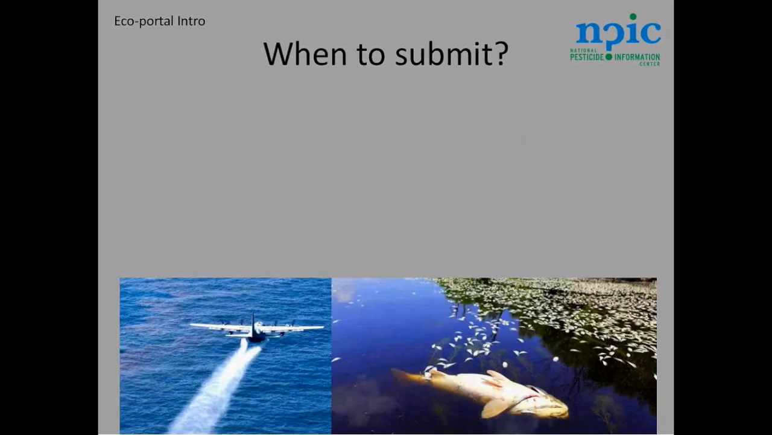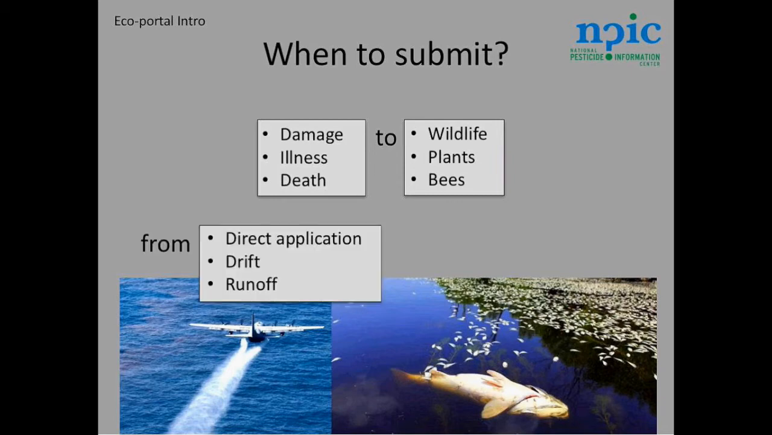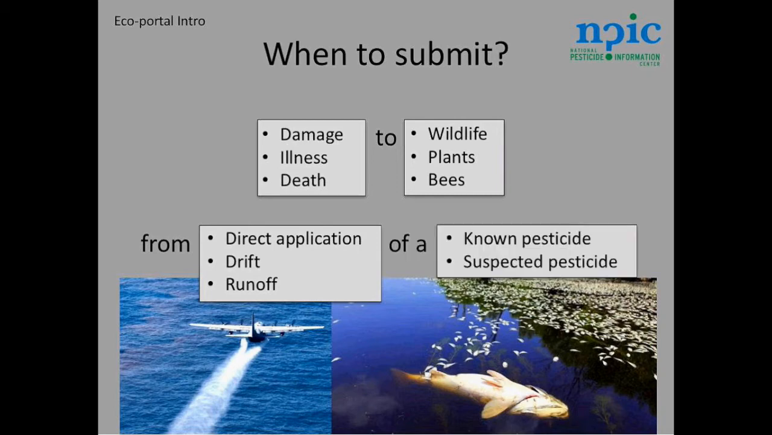Okay, so when should a submission occur? Well, there has to be some sort of damage, illness, or death that has resulted to either wildlife, non-agricultural and non-urban plants, or bees, and have that effect occur from either the direct application, drift, or runoff of a known or suspected pesticide. You don't have to have it confirmed that a pesticide was involved. It might be a suspected pesticide situation, and if that's the case, you would just include all of those details into your report so that it's understood the information that you do have versus the information that you don't have.